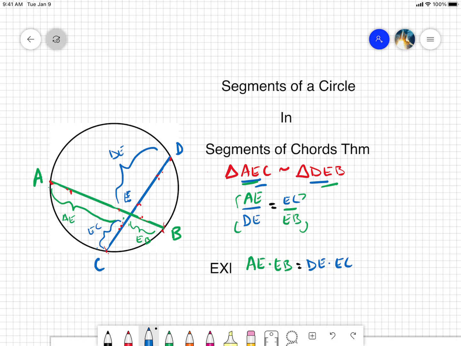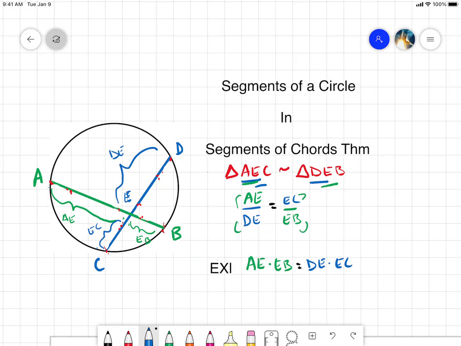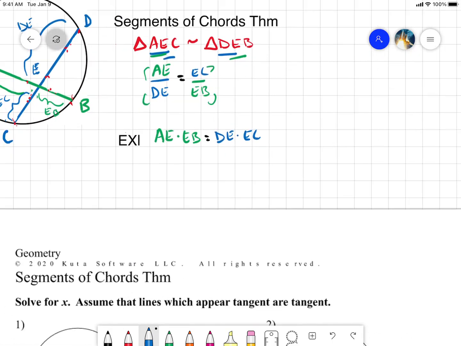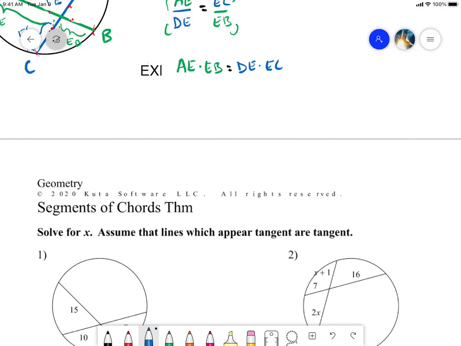So essentially what we're also saying is that the chords cut each other proportionally. We'll look at some examples of that in just a few moments. That's what I'm calling the segments of chords theorem: two little pieces multiplied together. That's really the only case.